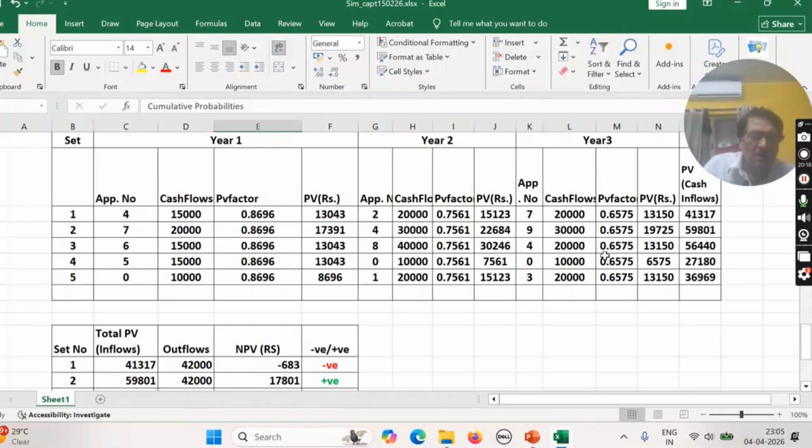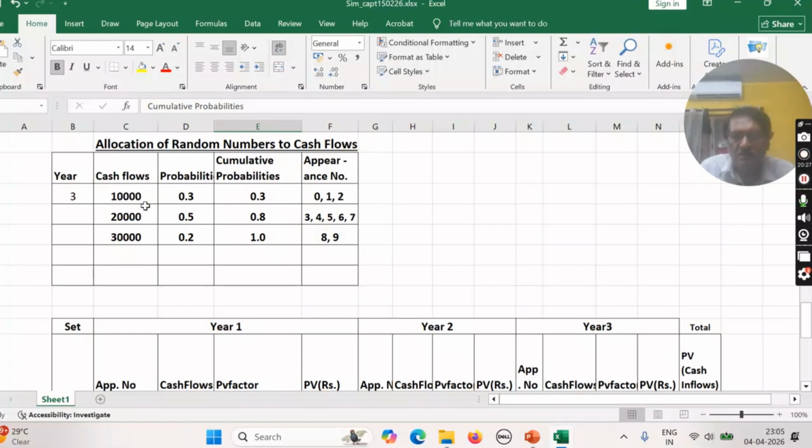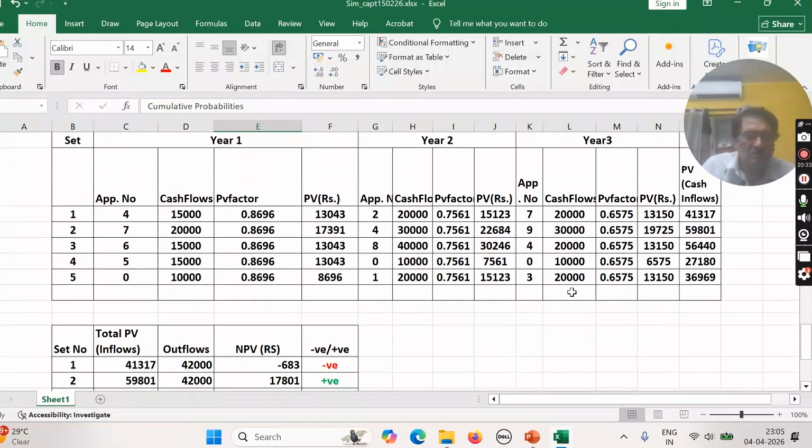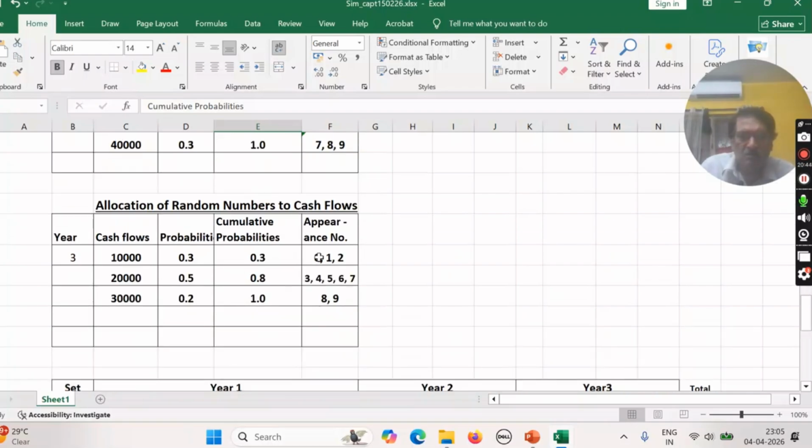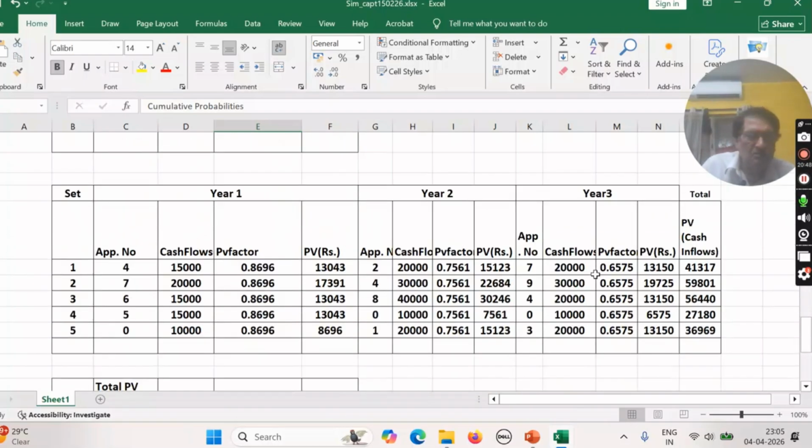For the third year also I am showing one. Suppose the random number is 3 for the third year table. See what will be the cash flows. Go to the third table, third year, 3. Where is the 3? That's 20,000. Let us see, if this random number is 0, then what will be the cash flows for the third year table? You go and check. Where is the 0? This is the 0. That means 10,000 will be the cash flows. In this way, you prepare the table considering the random numbers and their related cash flows.